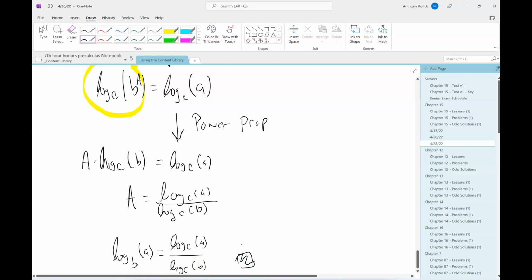Now that looked really easy when Mr. Kulik did it. That's not trivial to come up with on your own. There's some sneaky things that we did there. But in general, start by writing some logarithmic equation, convert it to an exponential equation, and use some property of exponents or algebra or whatever to get what you need.